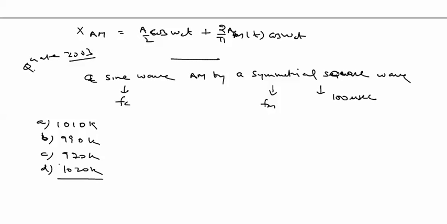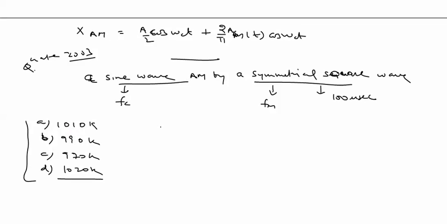To check, after the multiplication of a sine wave with a symmetrical square wave, what will be the result and what is the possible output frequency? We can derive an expression for this. How is it possible? First, we have to multiply two terms.